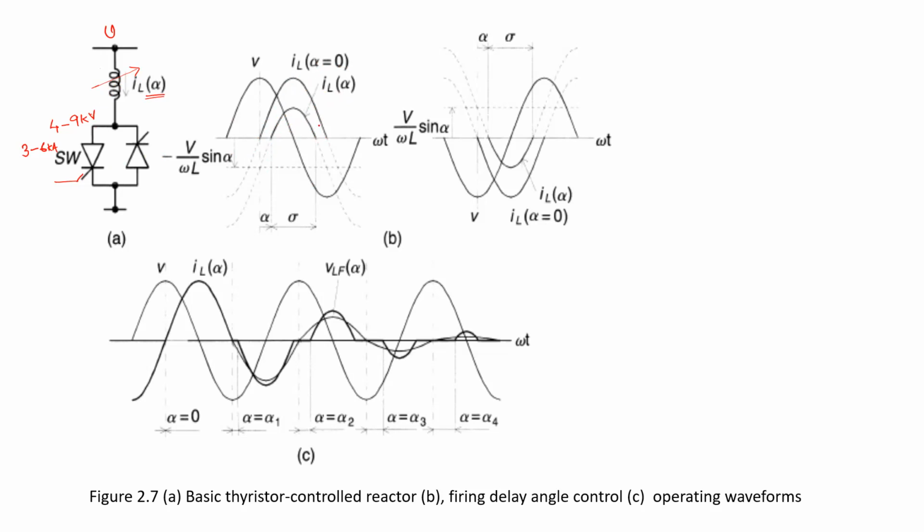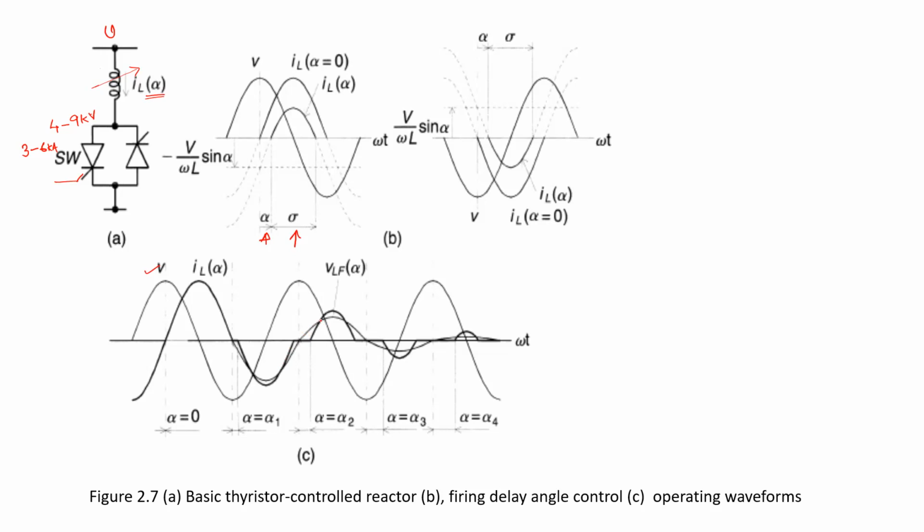0 firing angle, 100% conduction. With an increase in delay angle, the amount of current decreases, or the conduction angle decreases. So this is the conduction angle and this is the firing angle. Now, this is the same for the negative half cycle. And in this diagram C, this is the system voltage. Here, there is no delay in the firing angle, so the amount of current is large. In the negative half cycle, the firing angle alpha is equal to alpha 1, so the amount of current decreases.